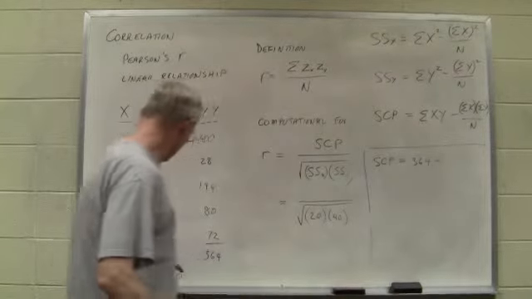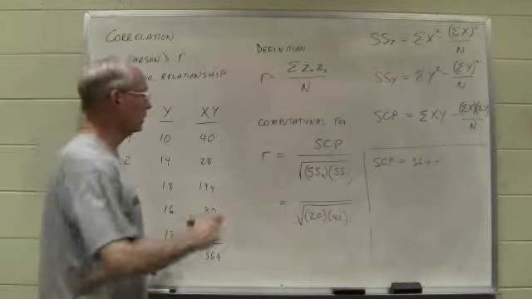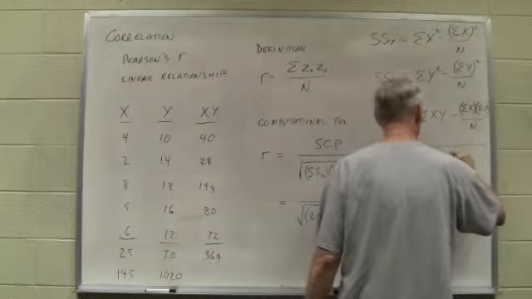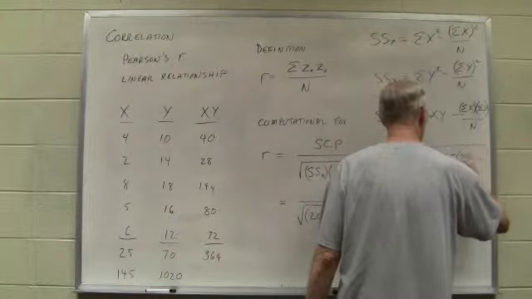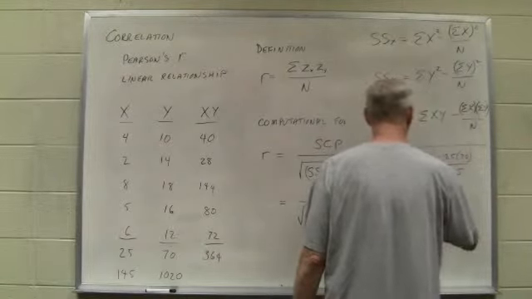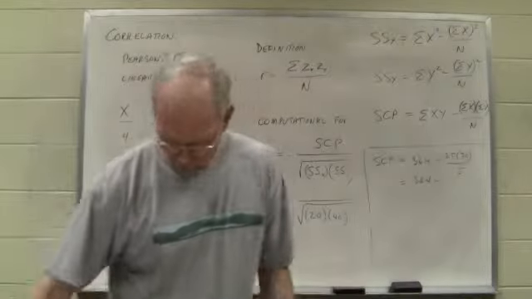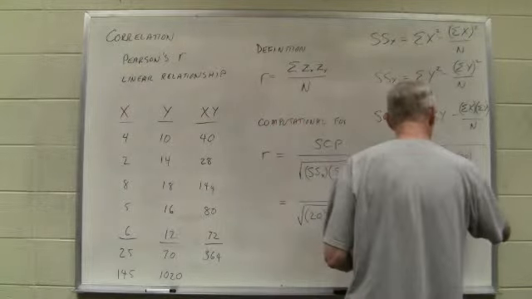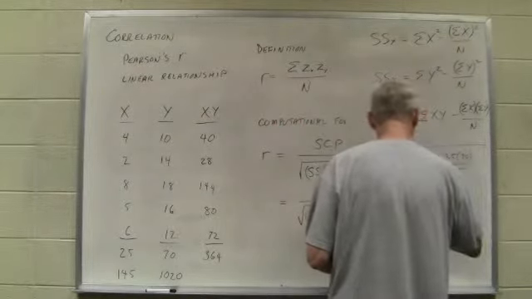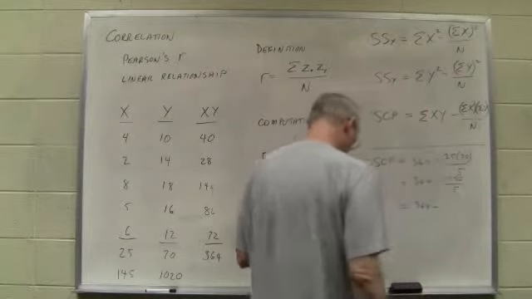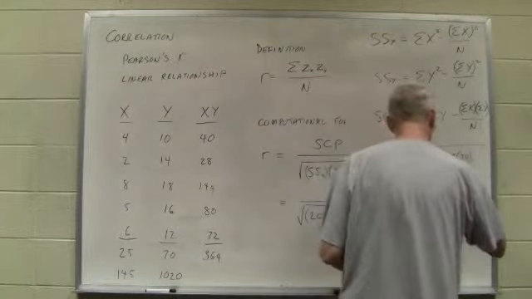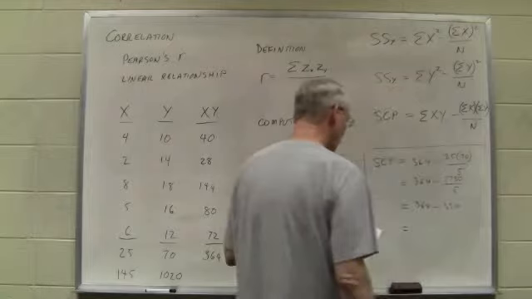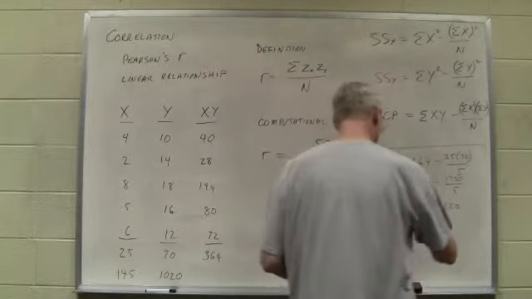And then all we have to do is use these two totals that we've already gotten. We need the sum of all the x's times the sum of all the y's. That's going to be 25 times 70 divided by 5. So 25 times 70 is 1750 over 5. That's 364 minus 350. And that's 14.